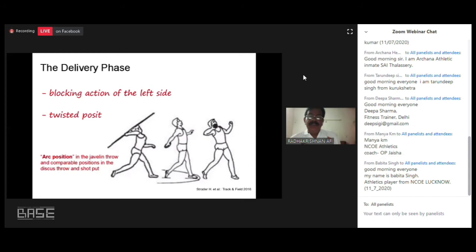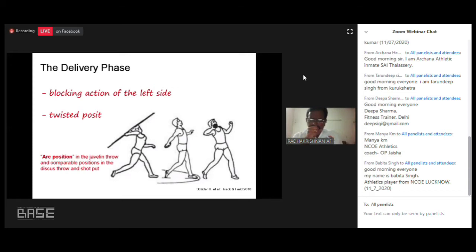Then the delivery phase. In the delivery phase, as I said in the beginning, we should concentrate on whether the athlete is able to use the bigger muscle first and then the smaller muscle. Also, the summation of force. What is the summation of force? The joints should be timely active. For example, in shot putting: ankle, knee, hip, shoulder, then wrist. So that is also a main important point in the fundamentals of throwing.